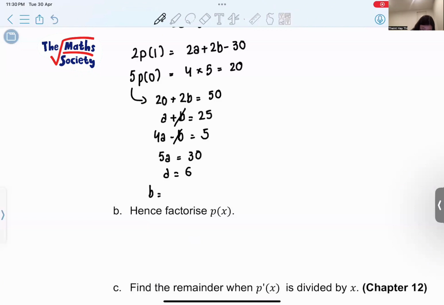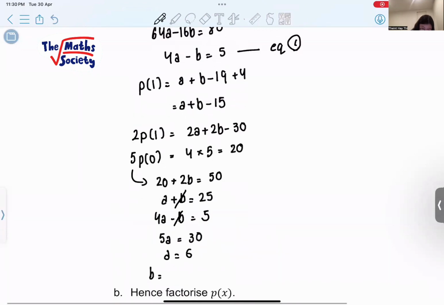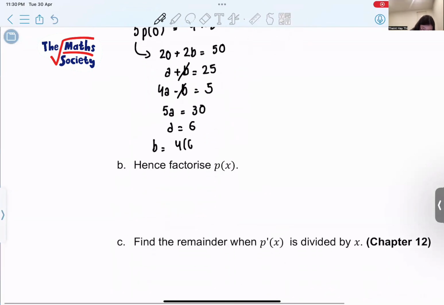So for b, if you want it, you have 4a minus b equals 5. So it's 4 times 6 minus b equals 5, yeah? So 24 minus b is equal to 5. So b is going to be equal to 24 minus 5, which is 19.